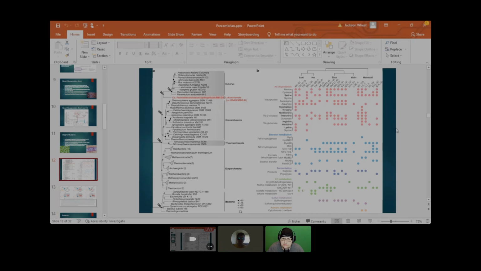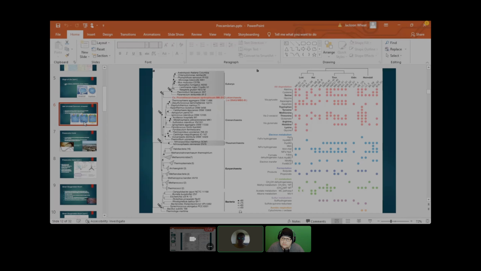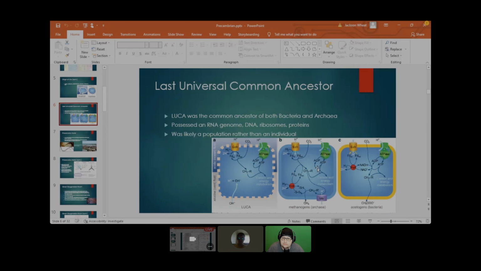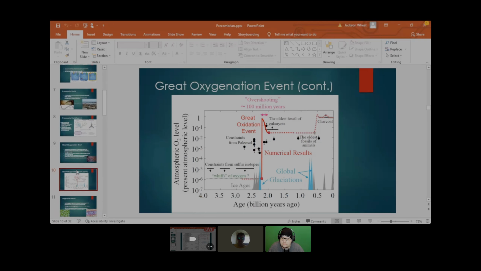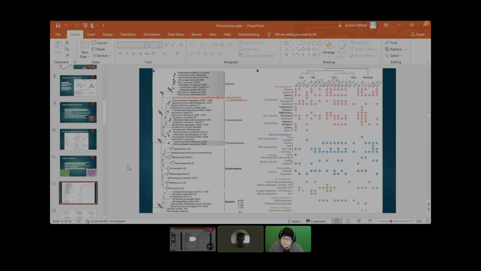So one of the main differences is, you basically have a cell that has a few different types of proteins, such as ATP synthase, and you have ribosomes, and you have proteins, and you have DNA and RNA, and you have a cell membrane, or a cell wall. So from there, you have a split.